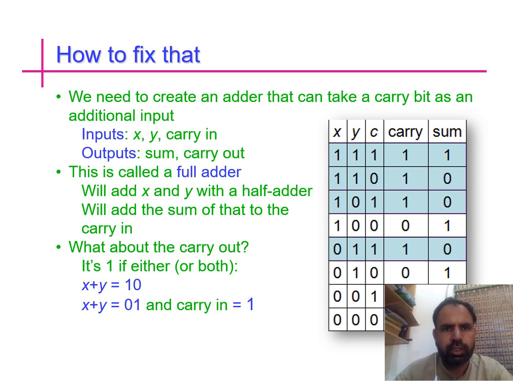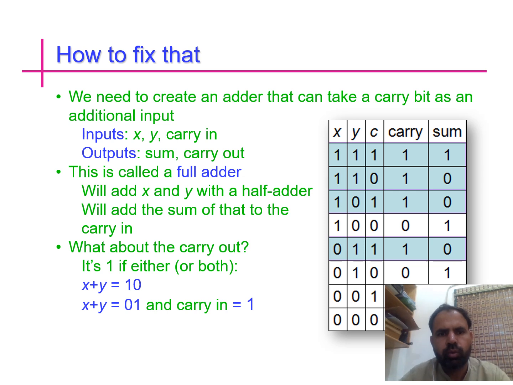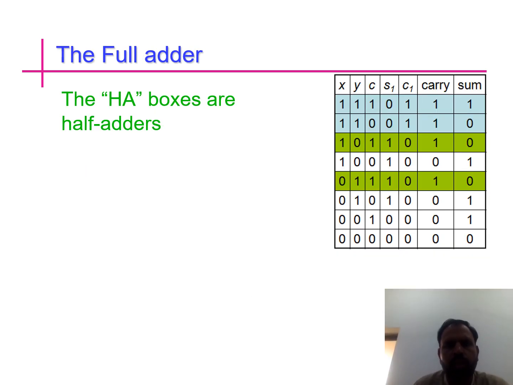Now we discuss how to fix that. We need to create an adder that can take a carry bit as an additional input. Inputs like X, Y, and carry in, outputs sum and carry out. This is called a full adder. We'll add X and Y with the half adder. The half adder boxes are half adders. Here we highlighted them.